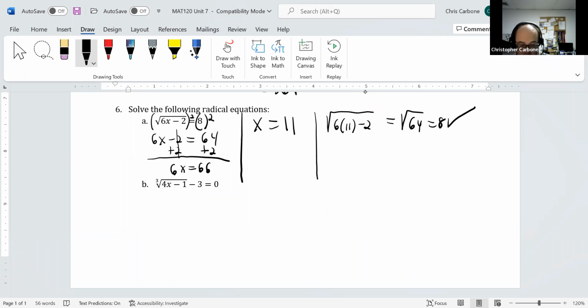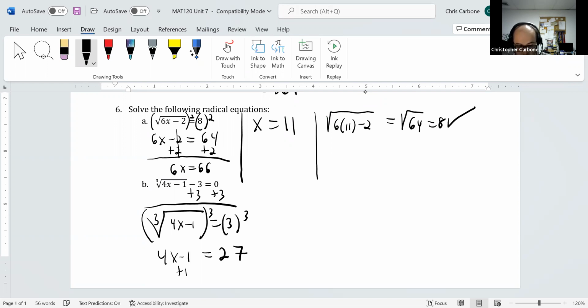For part B, we have the cubic root of 4x minus 1, the whole thing in that radicand, minus 3 is equal to 0. So we first need to add 3 to both sides. So the cubic root of 4x minus 1 is equal to 3. Now we could cube both sides, and that would get rid of the cubic root on the left-hand side, just to leave 4x minus 1 is equal to 27.